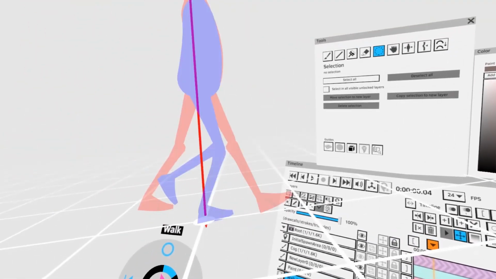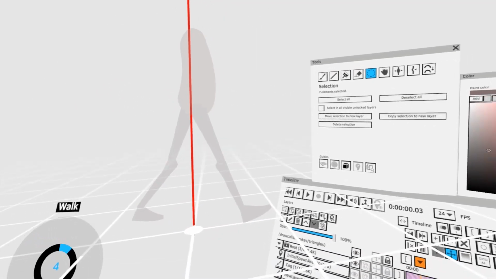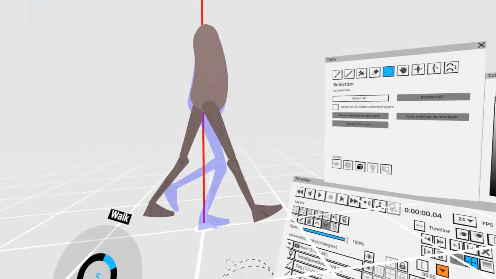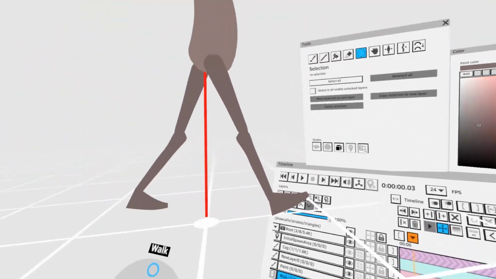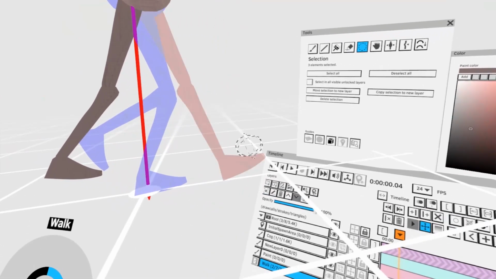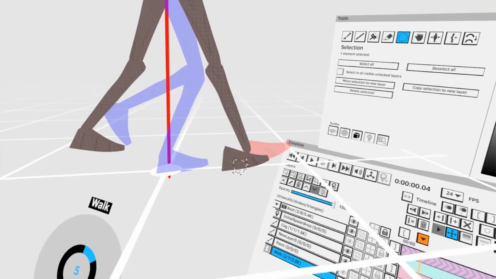So actually it's going to be better if I just copy this and paste it right here. Boop. Okay, so between this frame and this one, what's going to happen is this foot is flat on the ground.